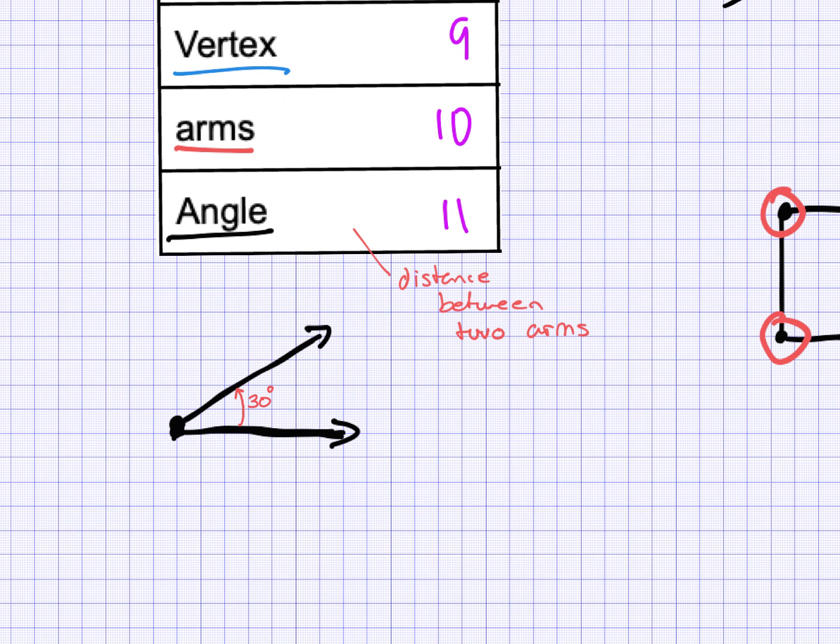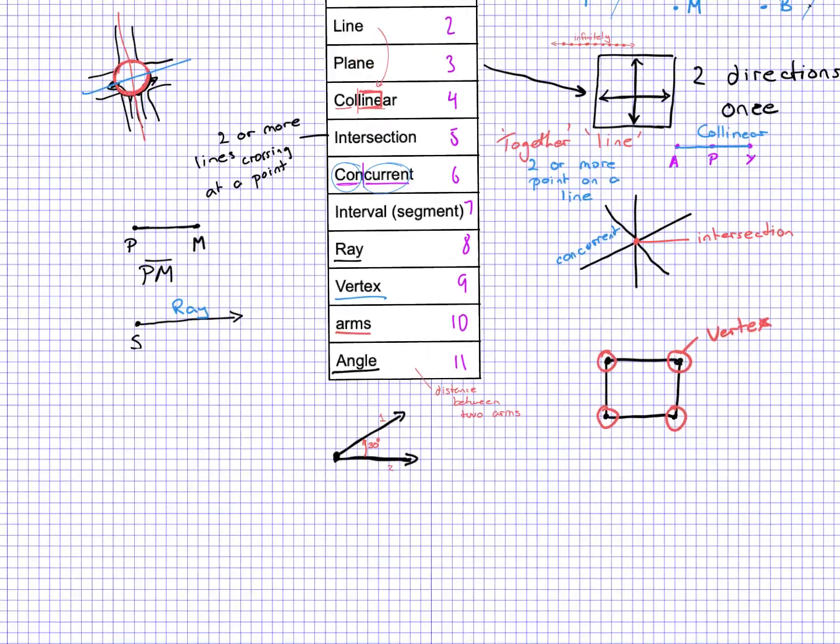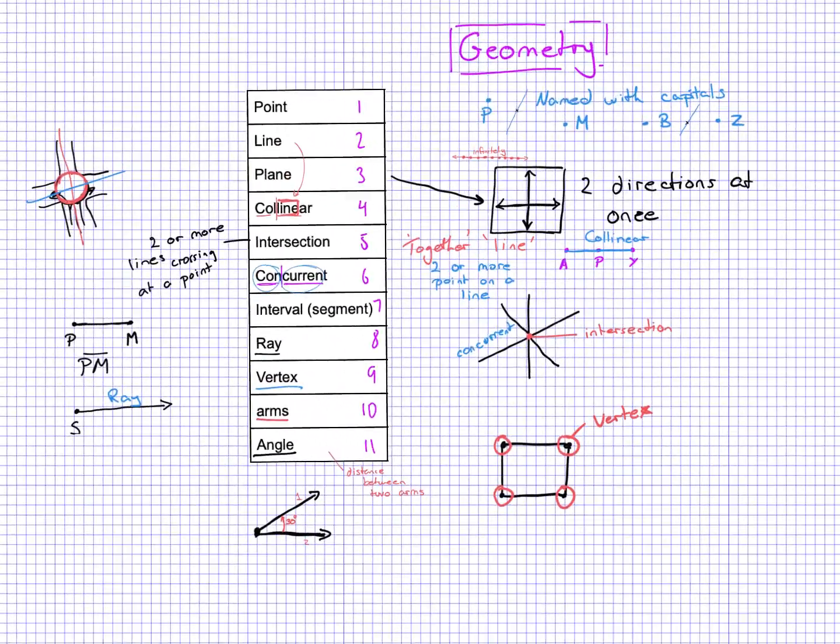So you can see here is arm 1 and here is arm 2, and the angle is between them. All right, so we show angles with this nice little arc here, and we write their measurement next to them if we know it. All right, so this is the angle, and each of these bits here is called an arm, or it could be called a ray. All right, so that was the 11 different things.